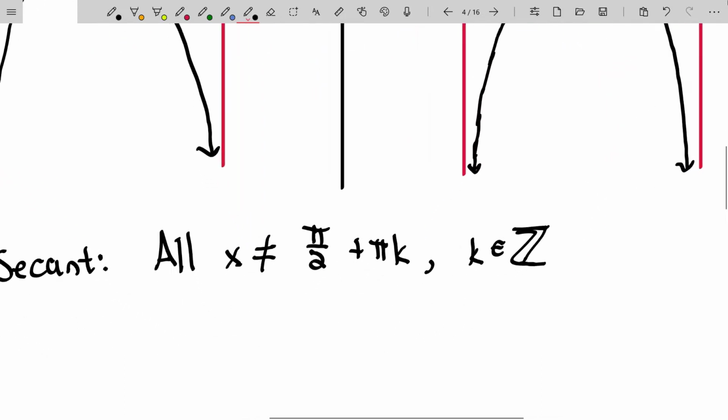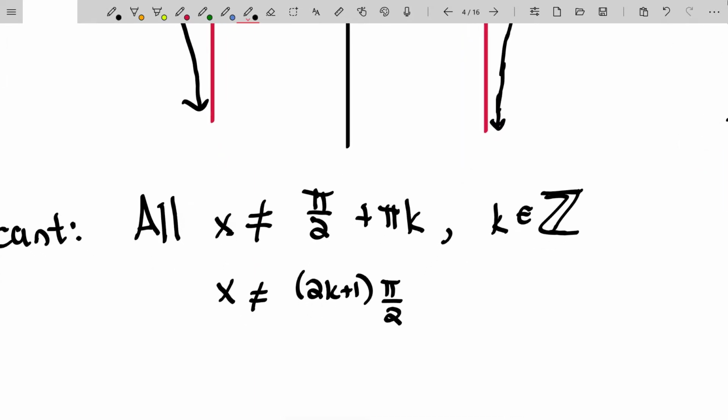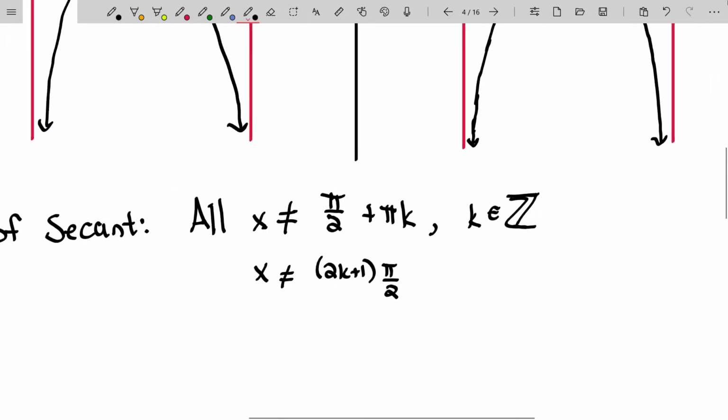And that should be pretty good. If k is 1, then you have pi over 2 plus 1 pi, or 3 pi over 2. If k is -1, it's pi over 2 minus pi, which is negative pi over 2. Another way to write this, by the way, is x is not equal to (2k plus 1) times pi over 2. Again, that would be equivalent, because 2k is an even number, plus 1 is an odd, so that means odd multiples of pi over 2. There's two different ways you could write that.